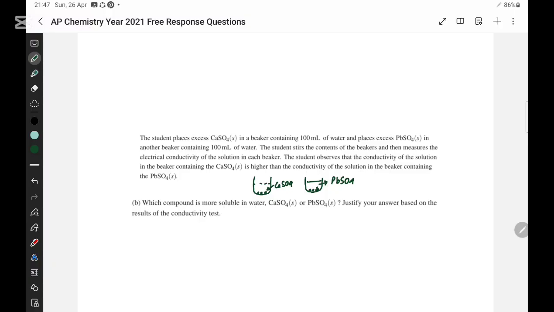What is going to be the reason for that? The greater electrical conductivity of calcium sulfate solution relative to lead sulfate solution means that the dissolution of calcium sulfate would be more, and you know that electrical conductivity exists because of free moving ions. When calcium sulfate dissolves in water, it is going to have more free moving ions compared to lead sulfate. That is why its electrical conductivity is more, because it is more dissolved in water and converted into ions.